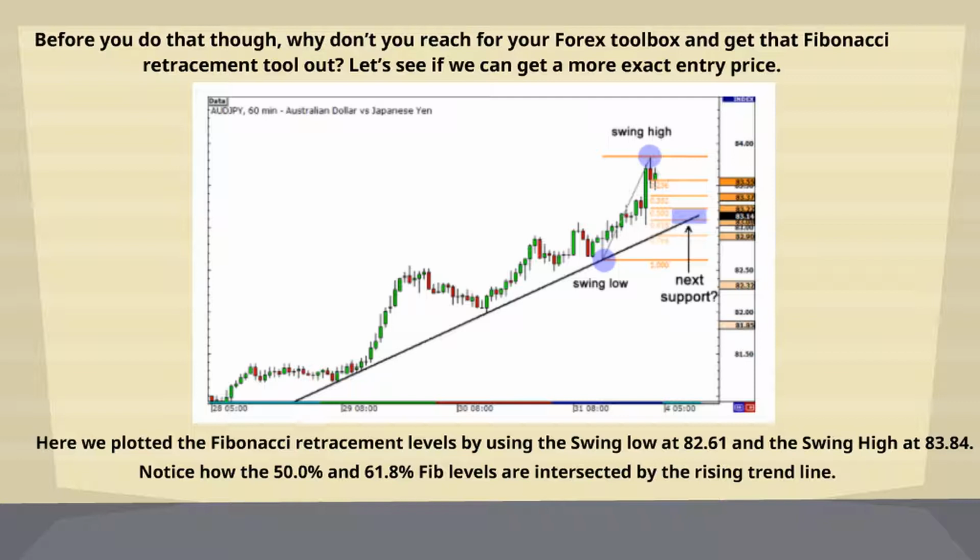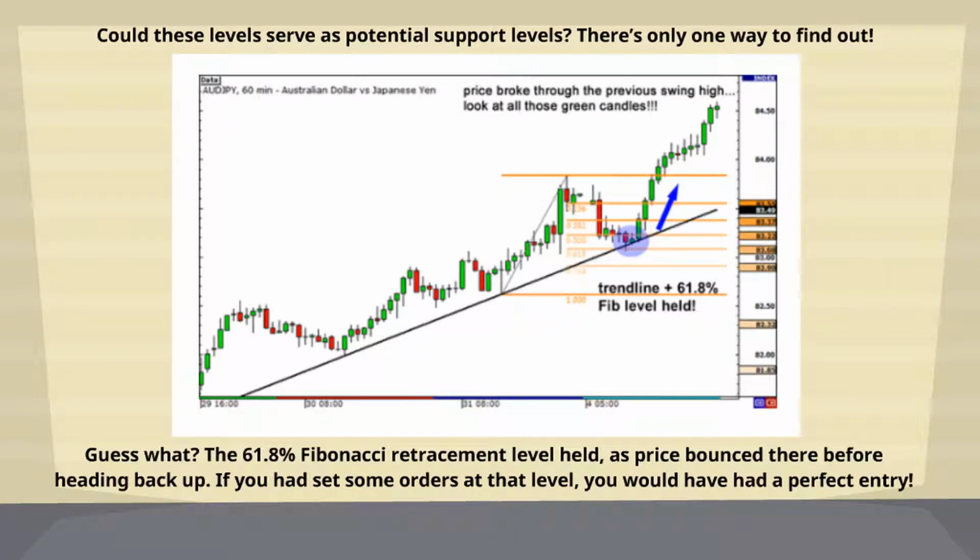Here we plotted the Fibonacci retracement levels by using the swing low at 82.61 and the swing high at 83.84. Notice how the 50.0% and 61.8% Fib levels are intersected by the rising trend line. Could these levels serve as potential support levels? There's only one way to find out. Guess what? The 61.8% Fibonacci retracement level held, as price bounced there before heading back up.